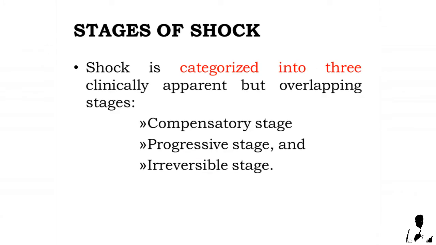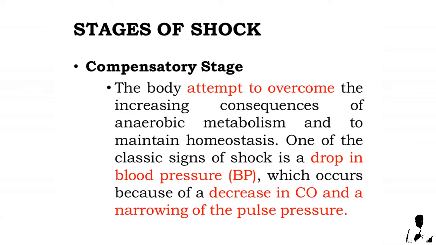Shock is categorized into 3 clinically apparent but overlapping stages, namely, compensatory stage, progressive stage, and irreversible stage. Compensatory stage. The body attempts to overcome the increasing consequences of anaerobic metabolism and to maintain homeostasis. One of the classic signs of shock is a drop in blood pressure, which occurs because of a decrease in cardiac output and a narrowing of the pulse pressure.